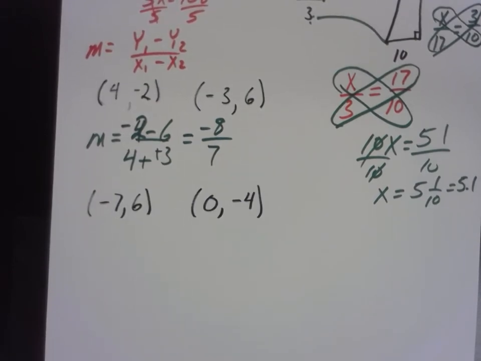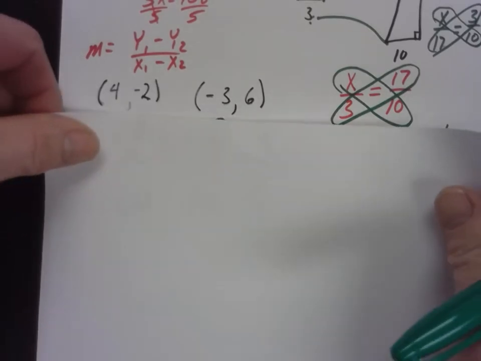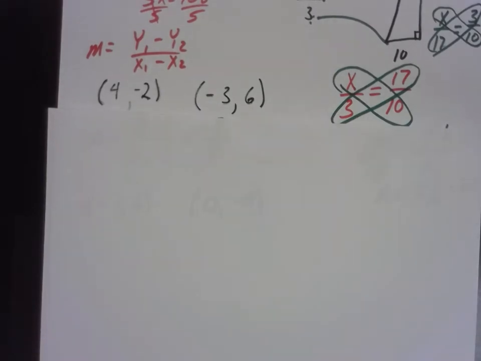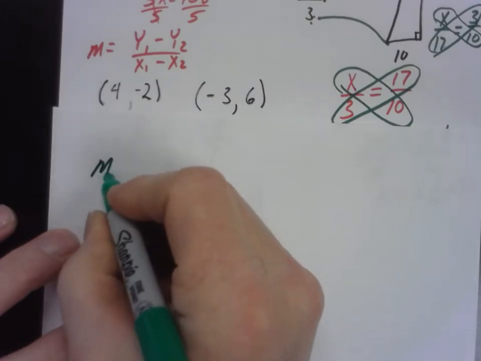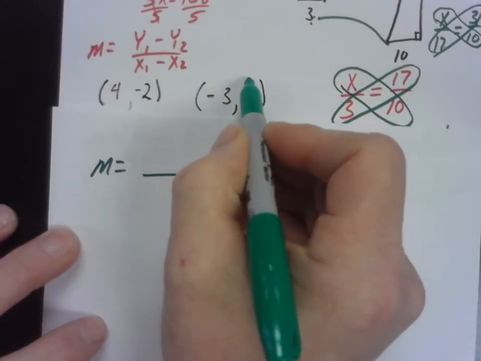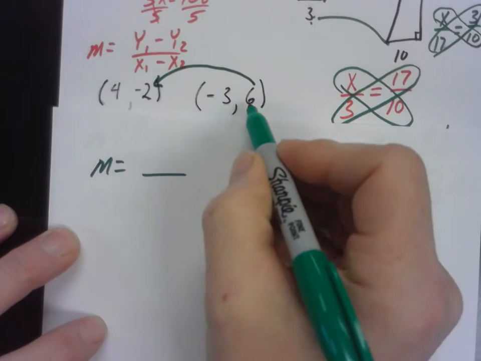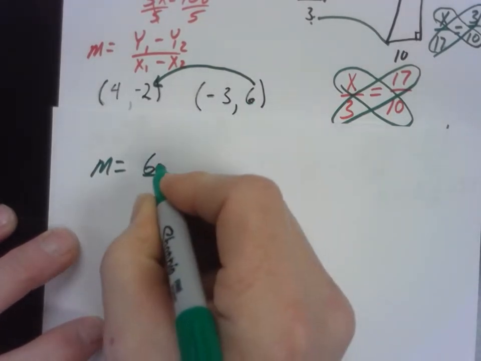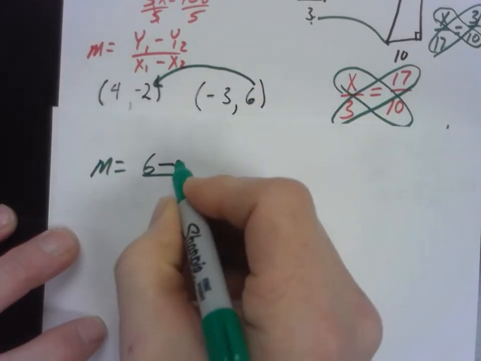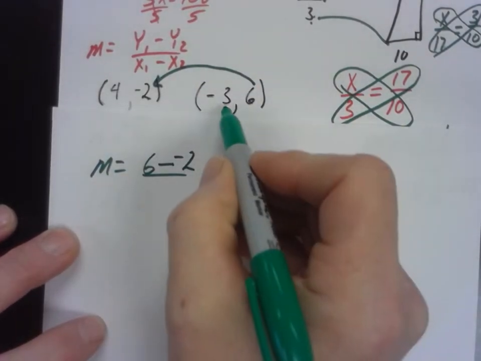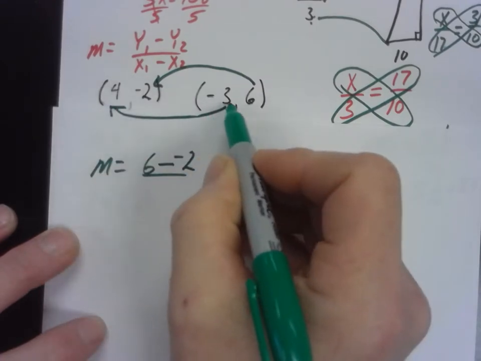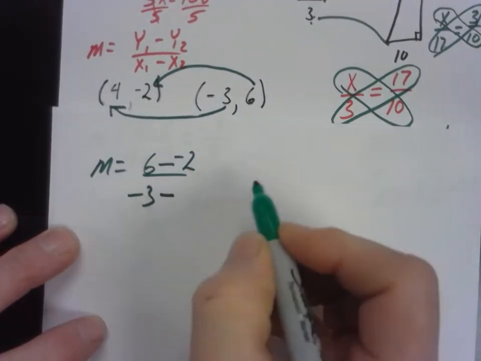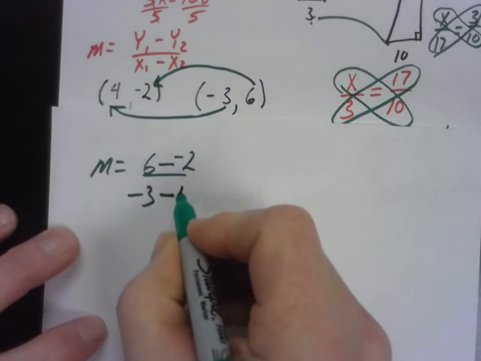Okay? Now, I'm going to do it again, but I'm going to go the other direction. So this time I'm going to go this direction. So I'm going to take y sub 2, that's the second point's y, subtract y sub 1, which is negative 2, and on the bottom I'm going to take x sub 2, which is negative 3, and I'm going to subtract x sub 1, which is 4.